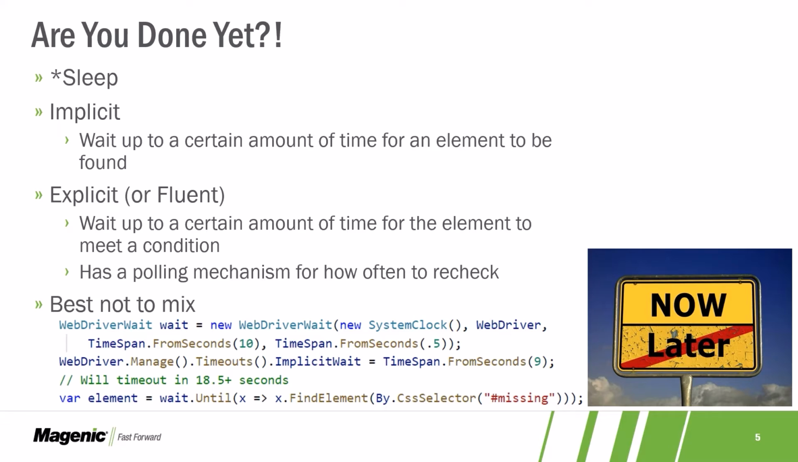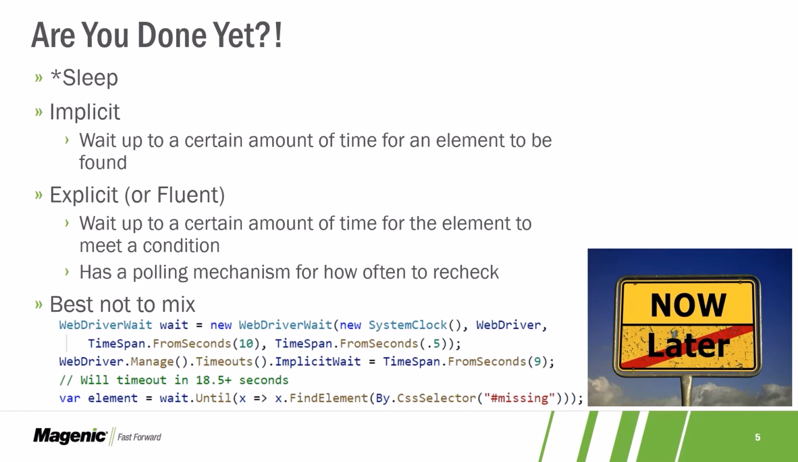It also has a polling mechanism. So it's basically how often do I recheck? This way you're not constantly rechecking the DOM and slowing down your processes. There is a little bit of a rub here, and you'll see people mix them from time to time. And for the most part, it's not going to kill you, right? It's not going to, for the most part, break your automation. But what it can do is it can slow it down, actually by quite a bit.